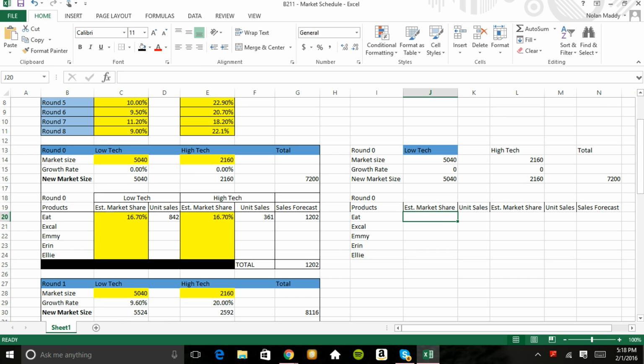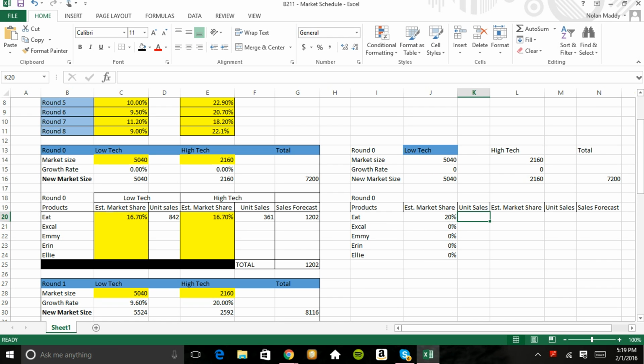Estimated market share. It doesn't matter what number you use. Let's say you think you're going to get 20%, so that's going to be 0.2. If I go over here and click percent, then it's 20%. I can drag that down, and then these will be percent, so whatever percent I put in, that will be what it is. So we'll assume that we get 0% for all the other things because they haven't come out yet.